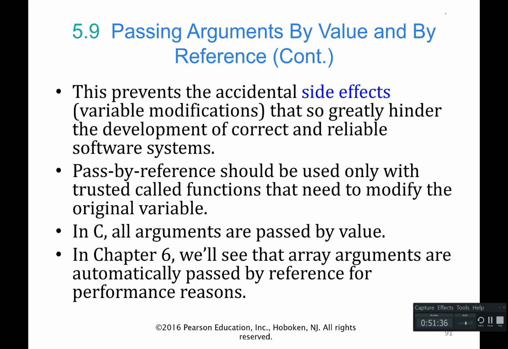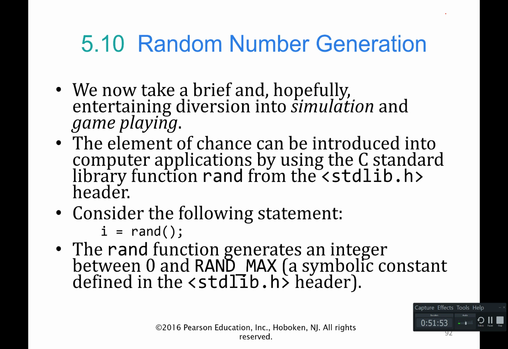So in C, all arguments are passed by value. Well, that's not true. There's chapter 6, arrays, which are automatically passed by reference for performance reasons. Okay. All call arguments are passed by value unless we specify otherwise.